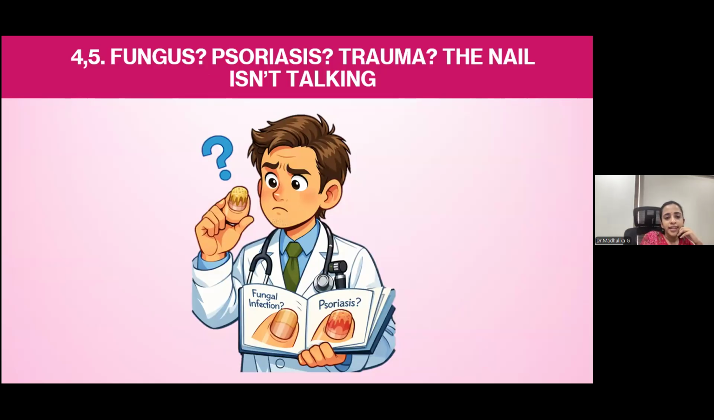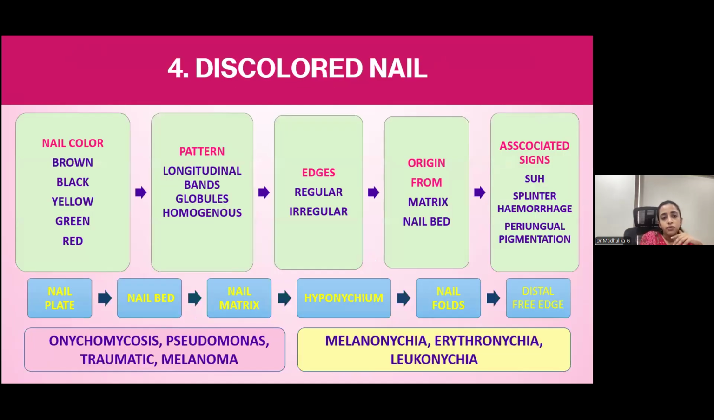Normally, when you look at nails, maybe is it fungus, is it psoriasis, is it trauma? The nail isn't talking and you want to know more. Okay, next slide. So you can see discolored nails and dystrophic nails in your common clinical practice, right? So whenever a nail comes, anything with a nail problem, you first look at the nail plate, you look then at the nail bed visible through the nail plate, you look at the nail matrix, the visible portion of it, and you look at the hyponychium, okay, and you look at the nail folds, and you look at the free edge, right?